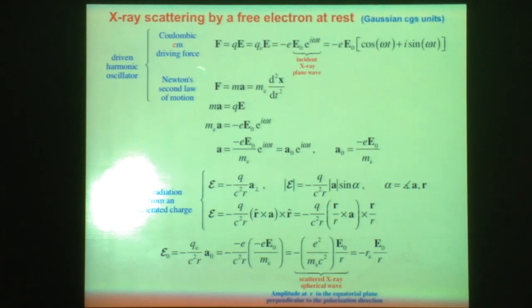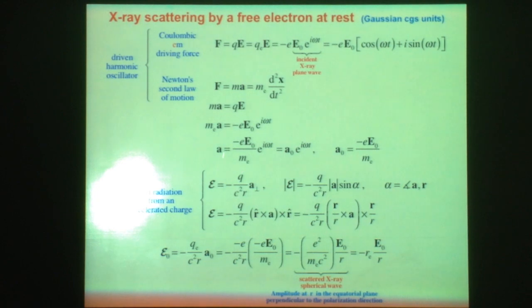electric field oscillation, that has to equal the conventional second law of force from Newton's equation, F equals ma. Right? So we have the mass of the electron, and the acceleration is the second derivative of the distance, or the displacement, with respect to time. So we say that ma equals qE, and then make these substitutions. The electron mass, this plane wave representation for the incident electrons, solve for the acceleration, and we get this result.